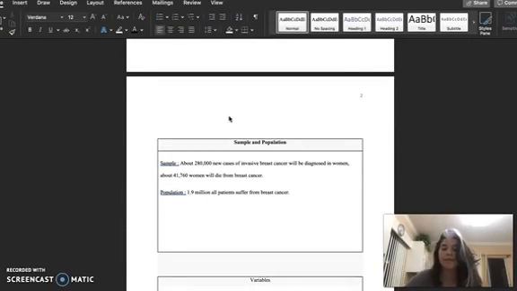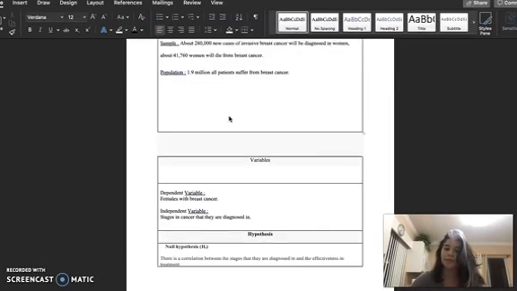Okay, for my sample and my population, my sample is that about 280,000 new cases of invasive breast cancer will be diagnosed in women. About 41,760 women will die from breast cancer. The population is that 1.9 million patients suffer from breast cancer, both men and women.